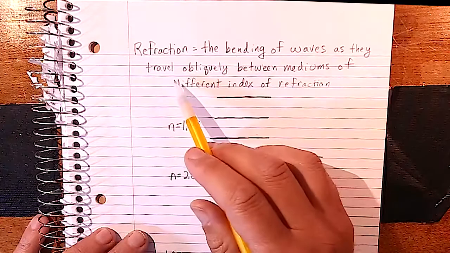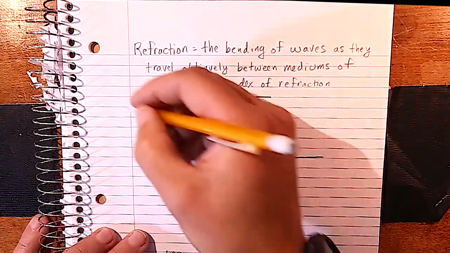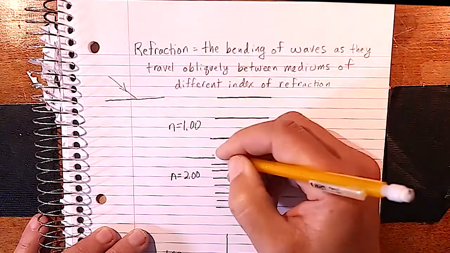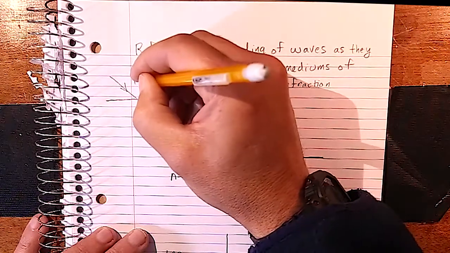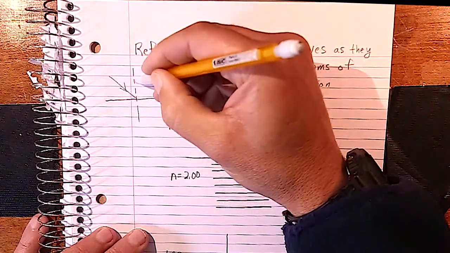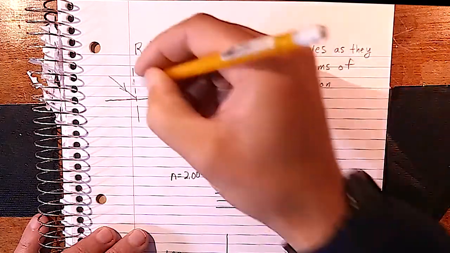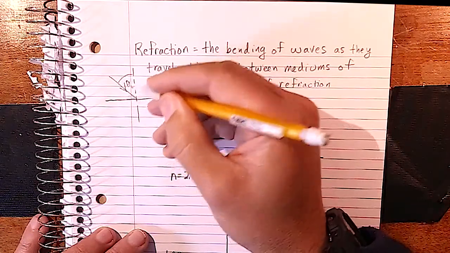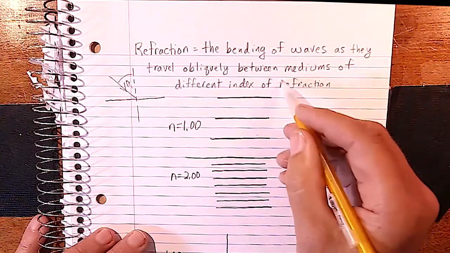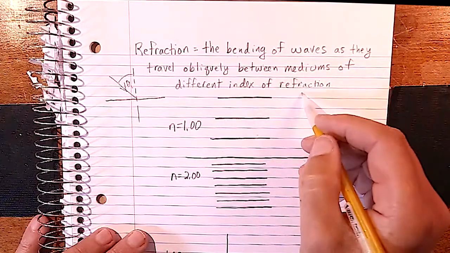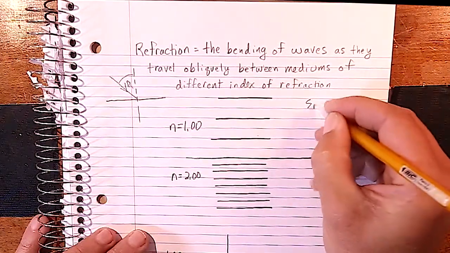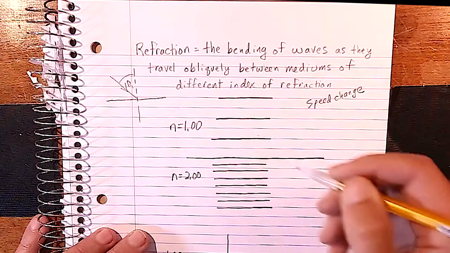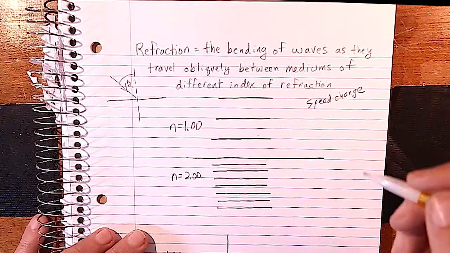So the first condition is that the wave has to be oblique. So what does oblique mean? Oblique means any angle other than 90 degrees to the surface. So if a light ray comes in on the normal, it is not oblique. So if there's an angle of incidence, some angle other than 90 degrees in here, then it's considered oblique. Between different mediums of different index of refraction, this means there has to be a speed change. So if there's a change in speed and it's oblique, this wave will end up refracting.